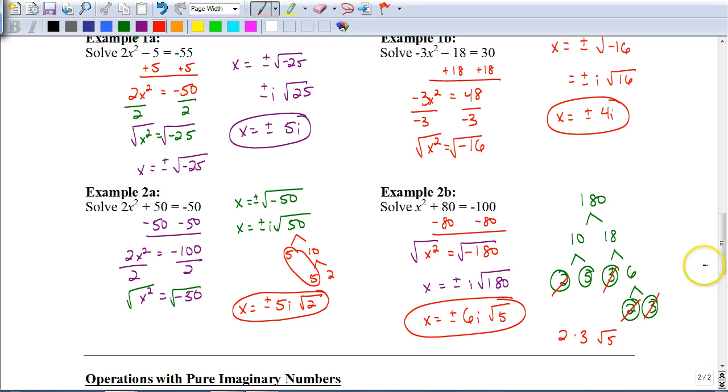So the things to remember from this lesson is that when we have x squared involved, we're going to have 2 solutions, a positive and a negative. And if we ever have the square root of a negative number, we take out an i. In the next video, we're going to use the fact that i squared equals negative 1 to deal with some different operations with an imaginary number.